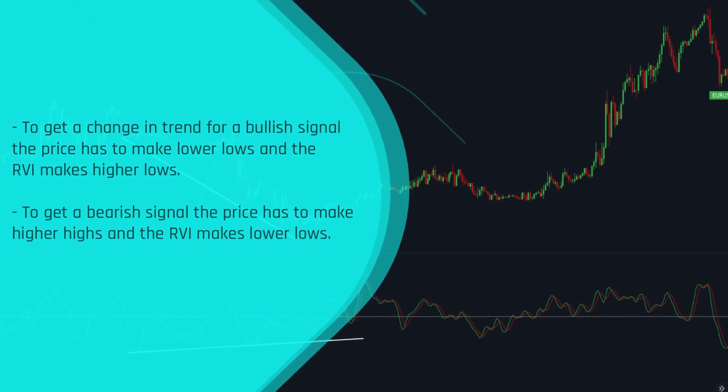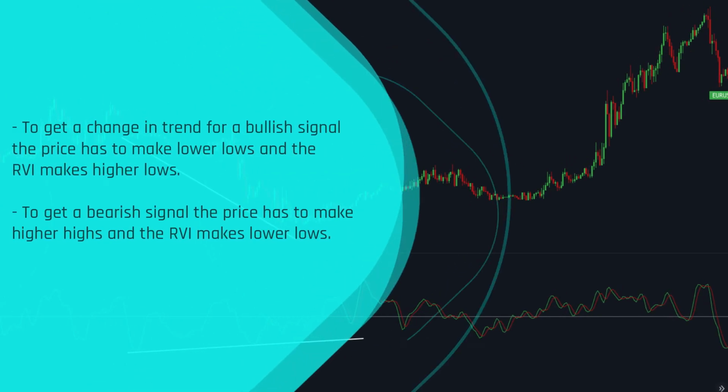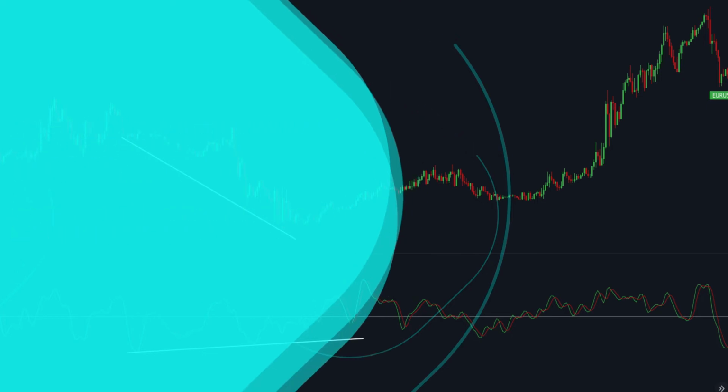the near future. To get a change in trend, for a bullish signal, the price has to make lower lows, and the RVI makes higher lows. Similarly, to get a bearish signal, the price has to make higher highs, and the RVI makes lower highs.